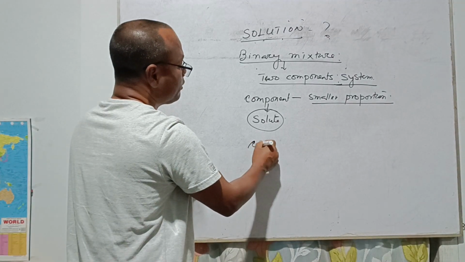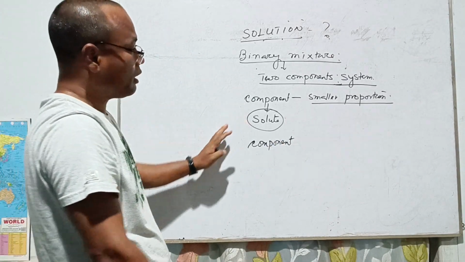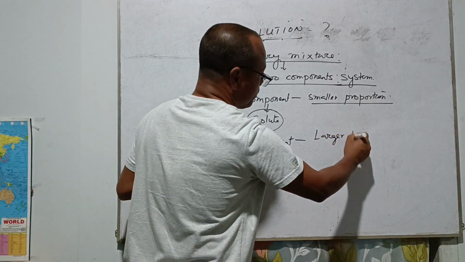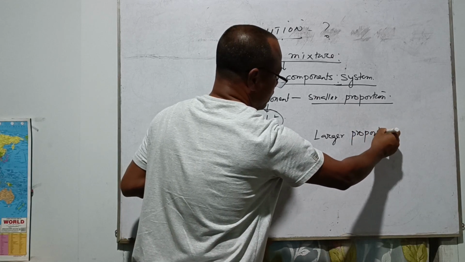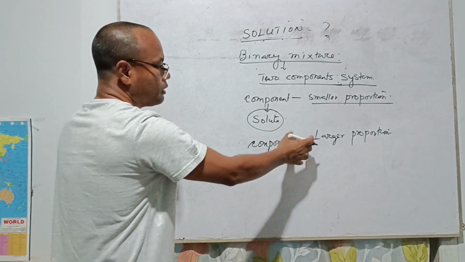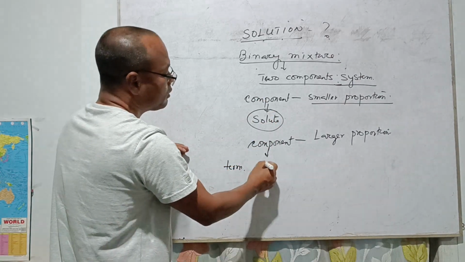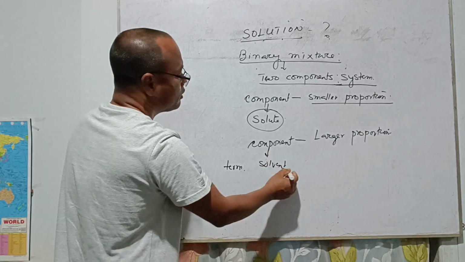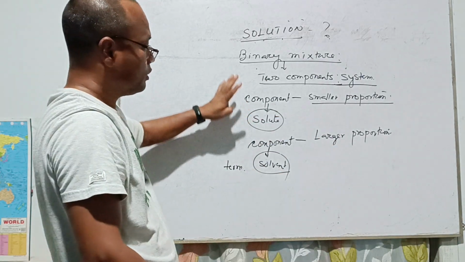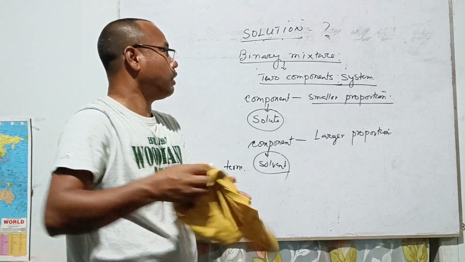Then another component, since we are talking about a two component system, that component containing the larger proportion compared to the amount of the solute present, that component we term the solvent, right? So solvent is the term which represents the component present in the larger proportion. So these two important terms we remember. Okay, don't confuse.